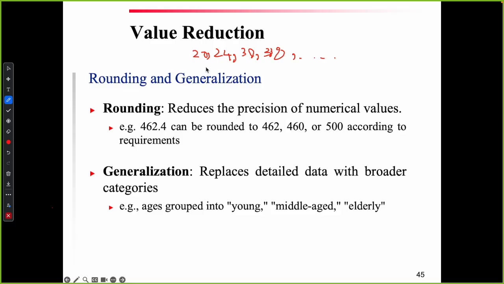So for example, instead of these exact age values, we can just use categories like young. If it falls between 20 to 30, we say this is young, right? Or if it is between 31 and 40 or 45, we can call it middle-aged, and so on, right? So instead of storing, let's say, 100 distinct values of age, we can simply use 3 or 4 categories. So this is another value reduction technique. We call it generalization, because we're just replacing that detailed data with broader categories.